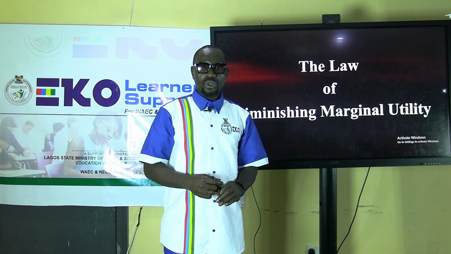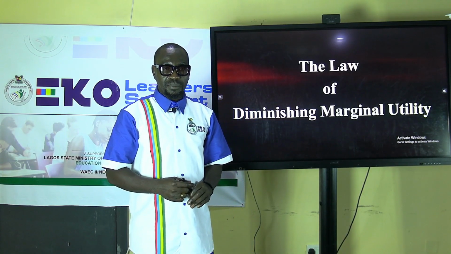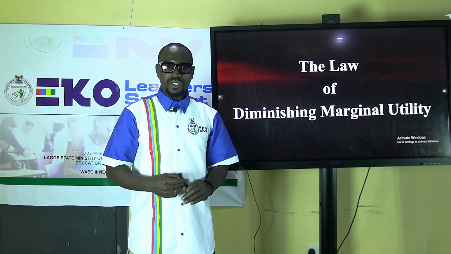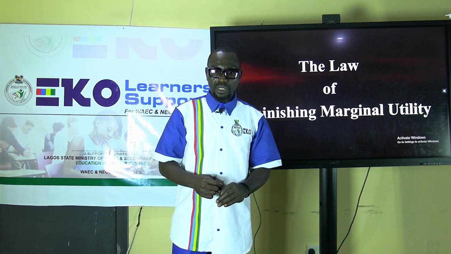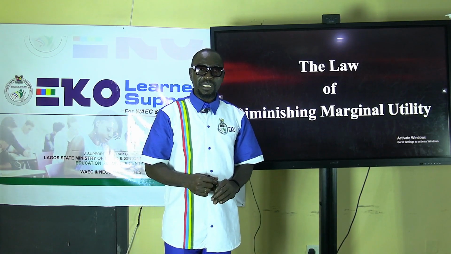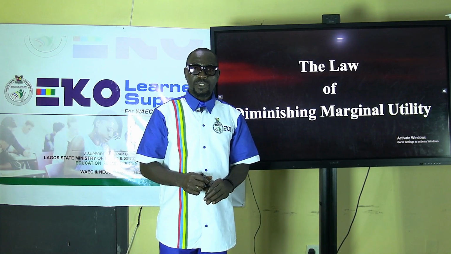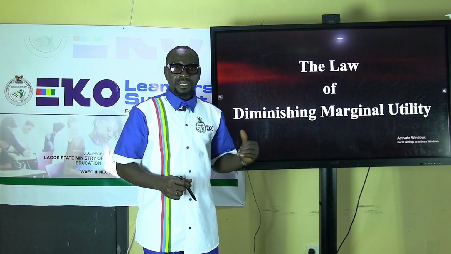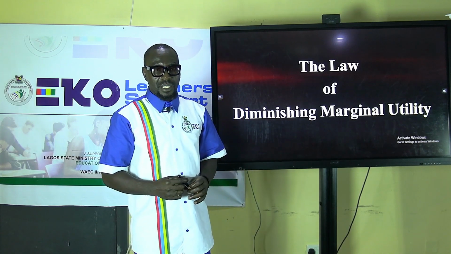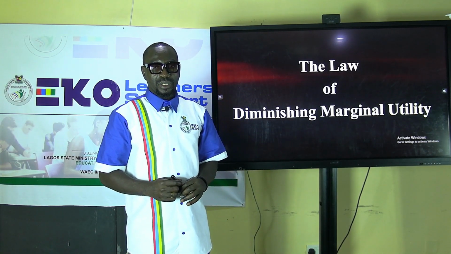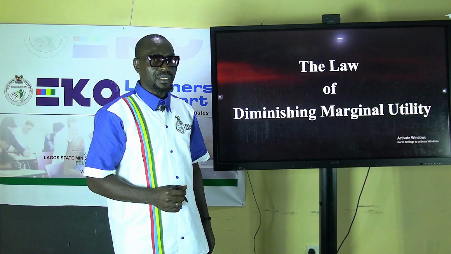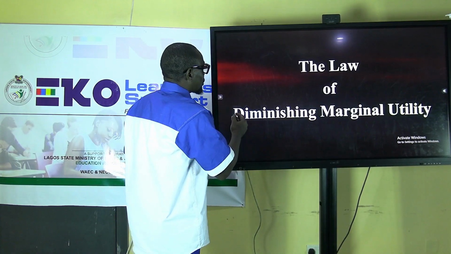And we also saw that marginal utility is simply the change in total utility that arises as a result of the change in quantity consumed. Therefore, marginal utility is change in total utility divided by change in quantity. Today we'll look at the interplay of the different utility concepts that gave rise to a law which is referred to as the law of diminishing marginal utility. So come with me.